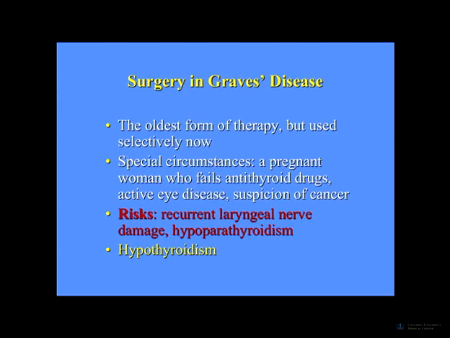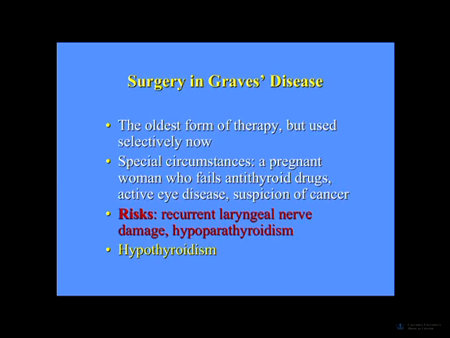Of course, you're not going to give this woman radioactive iodine, so we opt for surgery, typically in the second trimester. Patients with active eye disease also are candidates for surgery if antithyroid drug doesn't work out. And finally, some patients in whom there is an increased suspicion of cancer. Certain risks are associated because of contiguous structures.